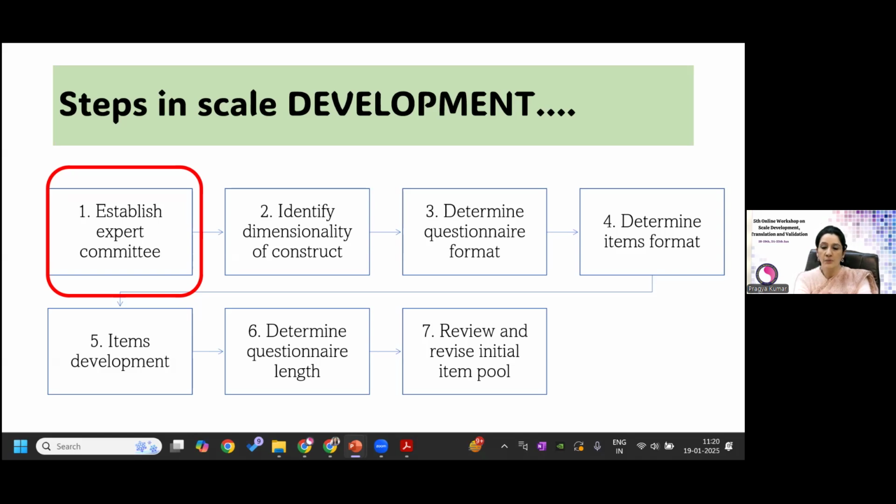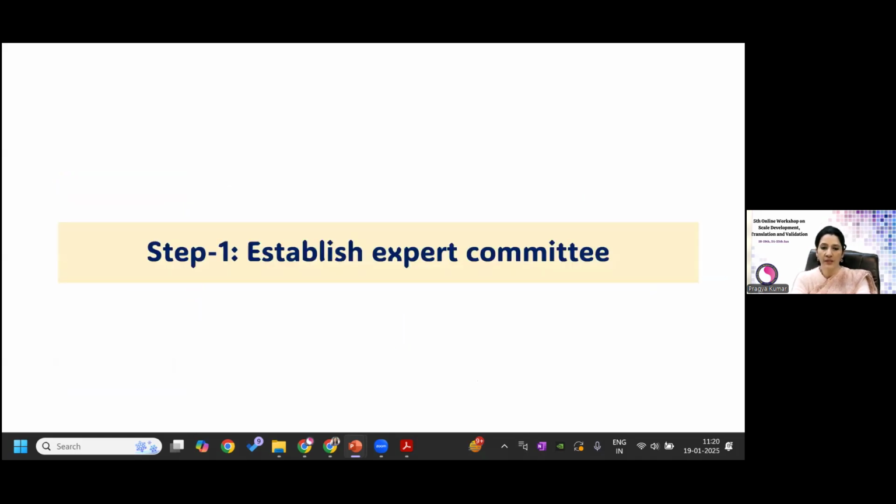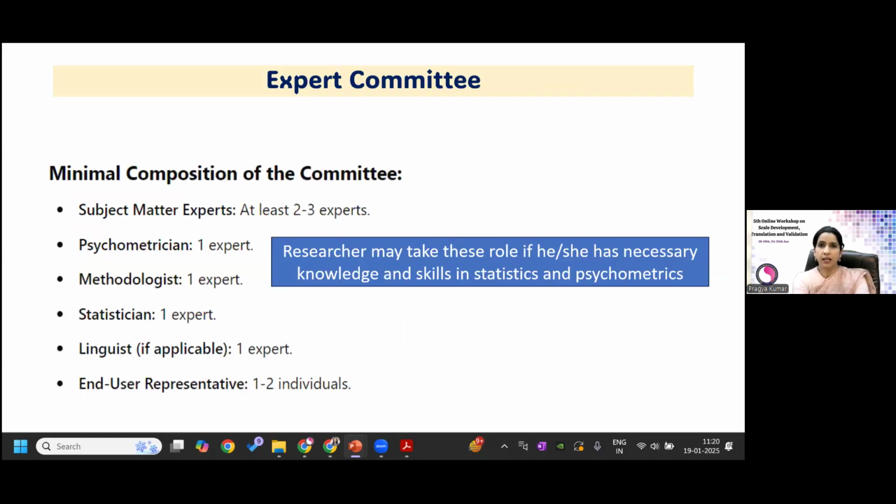So I'll go step by step. First step is the establishment of an expert committee. Like I said, the minimum composition of the committee should have subject matter experts, at least 2 to 3. Like I said, in nomophobia there was a person from medicine and people from psychiatry, one psychometrician, which is a psychologist, one methodologist, methodology means epidemiologist, one statistician, one linguistic language expert.